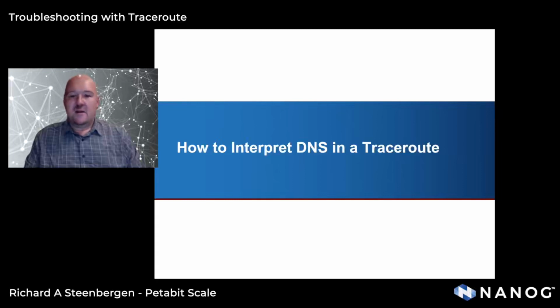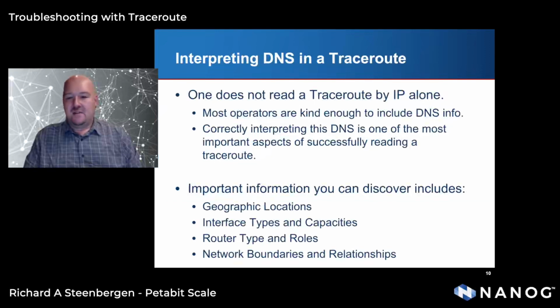So now we're going to talk about how to interpret DNS in Traceroute. You don't read a traceroute by IP alone. It's really painful if you run across a network that doesn't provide any reverse DNS, but most operators are nice enough to do that for you. And correctly interpreting the DNS is pretty much one of the most important things about successfully reading the traceroute. From DNS, you're going to get your geographic location, so you're going to know something about where the router is. You're going to learn something about the interface types and capacities, the router types and roles, and where the network boundaries are, where the relationships are between providers.